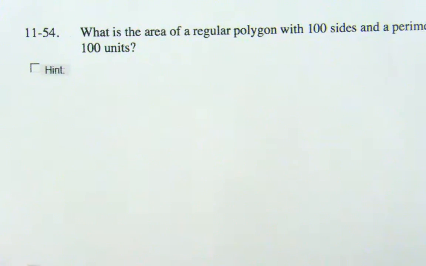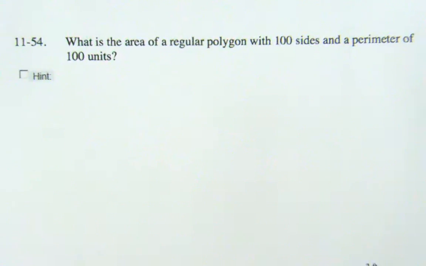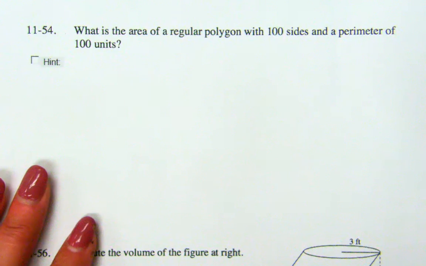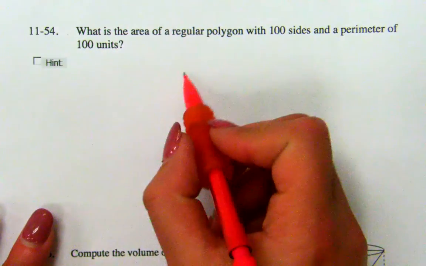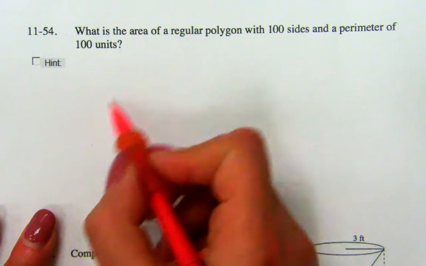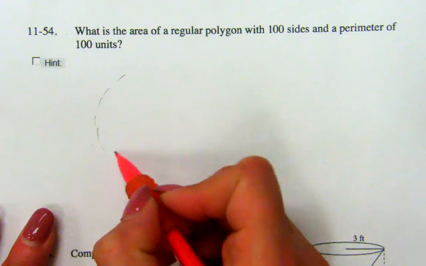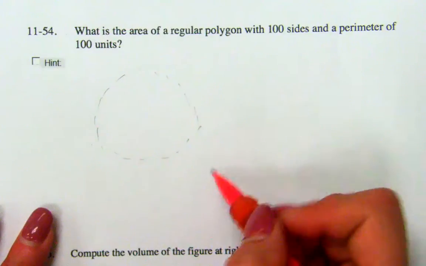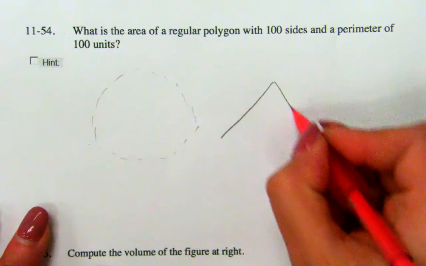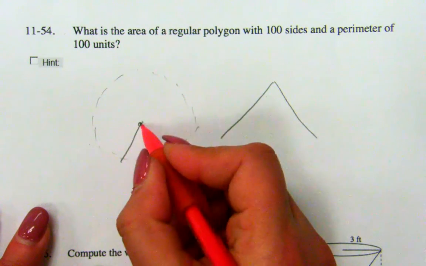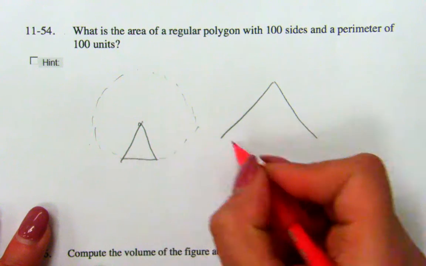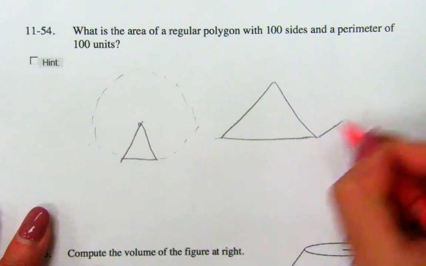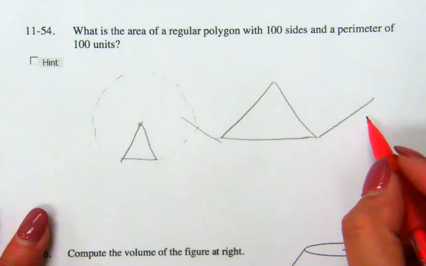What is the area of a regular polygon with 100 sides and a perimeter of 100 units? Okay, so pretend you've got like 1, 2, 3, 4, 5, 6, 7, 8, 9, 10, 11, 12, 13, 14, 15, 16. You got 100 sides. Well, eventually you're going to have a triangle in here, and it's going to have angles coming up out of it.